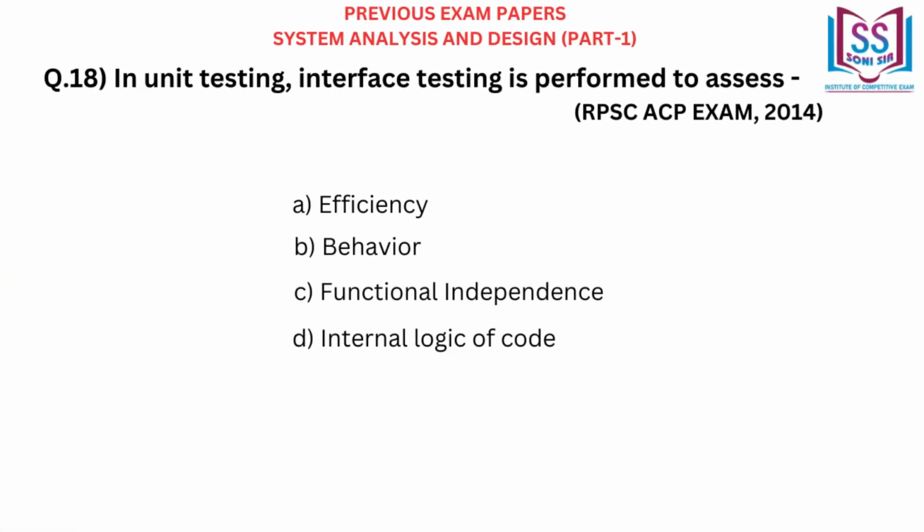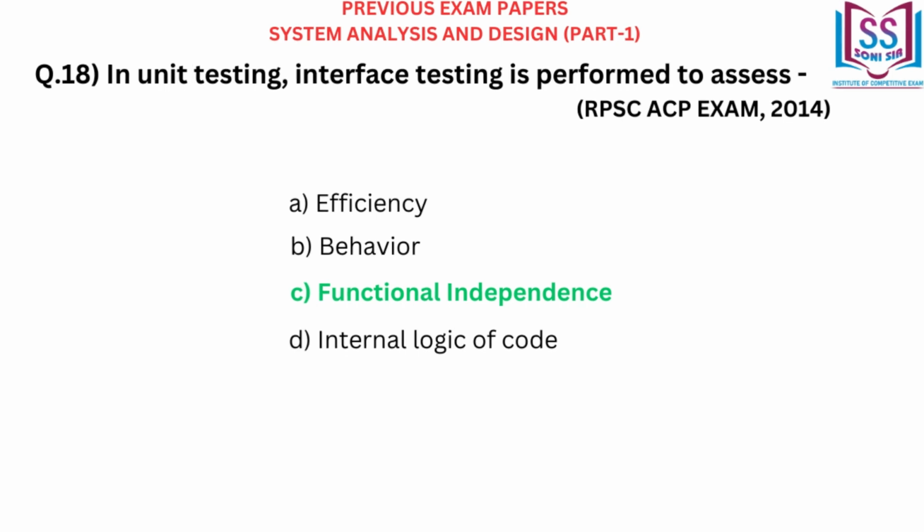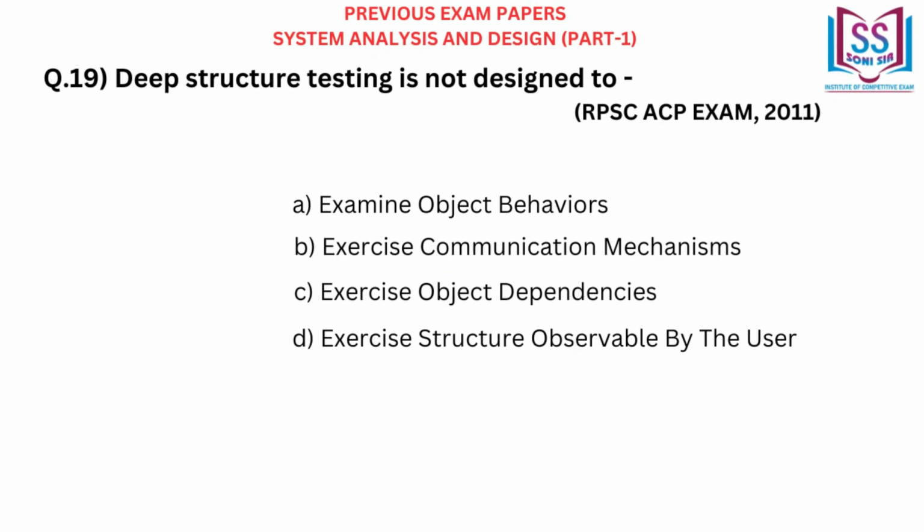In unit testing, interface testing is performed to assess A. Efficiency, B. Behavior, C. Functional independence, D. Internal logic of code. Correct answer C. Functional independence. Deep structure testing is not designed to A. Examine object behaviors, B. Exercise communication mechanisms, C. Exercise object dependencies, D. Exercise structure observable by the user. Correct answer D. Exercise structure observable by the user.